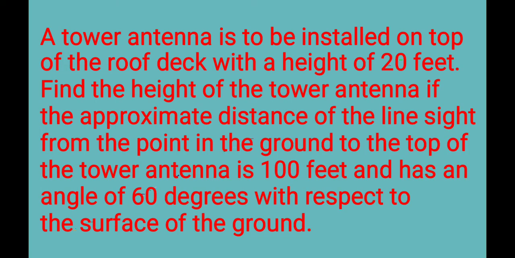For our last example, a tower antenna is to be installed on top of the roof deck with a height of 20 feet. Find the height of the tower antenna if the approximate distance of the line of sight from the point on the ground to the top of the tower antenna is 100 feet and has an angle of 60 degrees with respect to the surface of the ground.